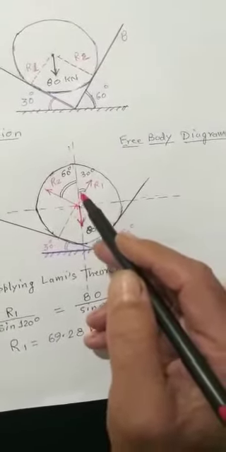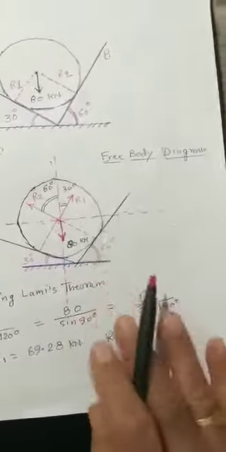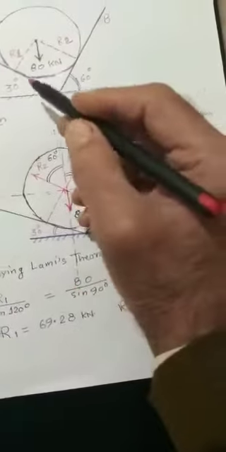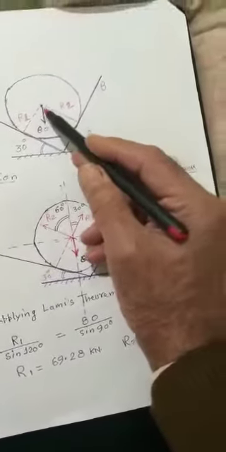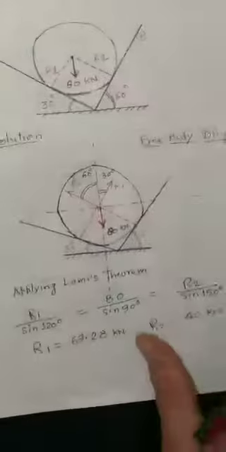after drawing this free body diagram, of course, then applying Lami's theorem, you can find out the values of the reactions over here, R1 and R2. You are supposed to calculate them. I have given the answers here at the end, but still you are supposed to calculate this.